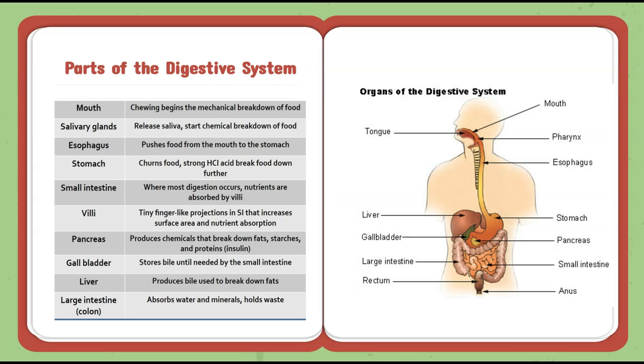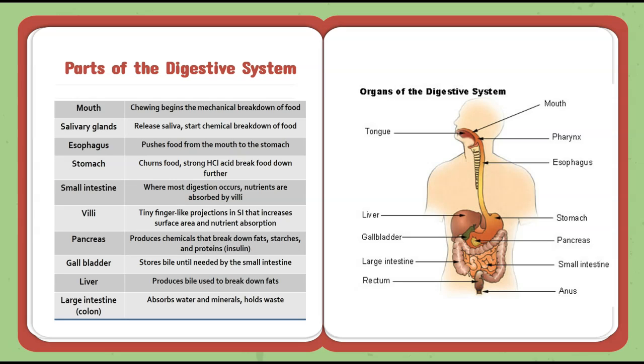Then you have the esophagus. The esophagus pushes food from the mouth to the stomach. It's what connects our mouth to our stomach, just a transportation tube. The stomach is what churns our food, and has hydrochloric acid, or HCl, to help break down that food even further. Then the small intestine is where most digestion occurs, and this is where the nutrients are absorbed into the bloodstream.